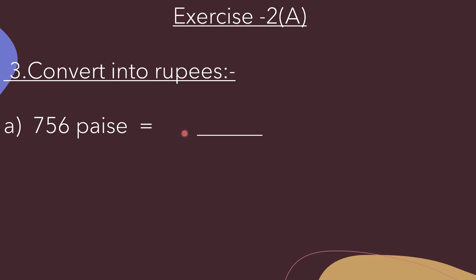So here 56 are the last two digits from the right hand side. So how we can write its answer? That is rupees 7.56. ठीक है, यहाँ पर 56 जो है ये हमें पैसे रिप्रेजेंट कर रहा है और 7 जो है वो रुपीस रिप्रेजेंट कर रहा है.